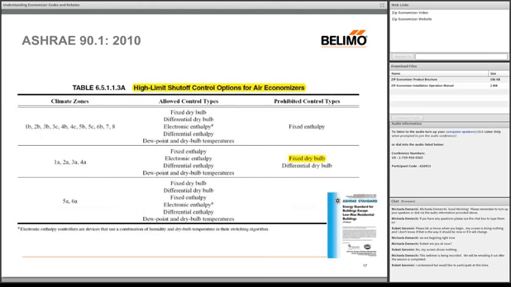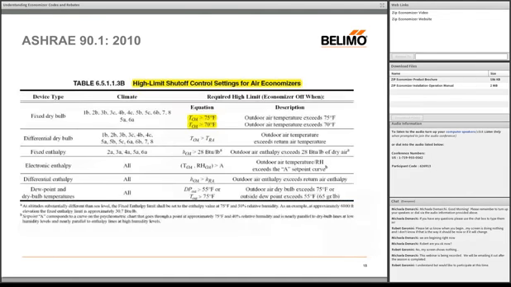ASHRAE 90.1 in 2010 also had the high limit shutoff control types for airside economizers based on different climate zones. More importantly, they added fixed dry bulb to climate zones 1A, 2A, 3A, and 4A. The required high limit cutoff temperatures that currently exist in ASHRAE 90.1 2010 are 70 degrees and 75 degrees based on the region.